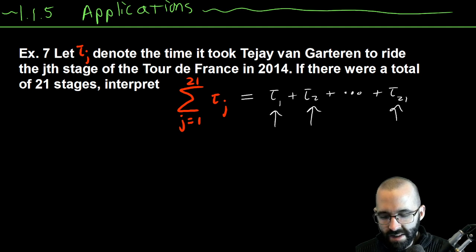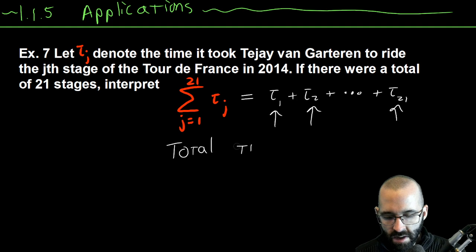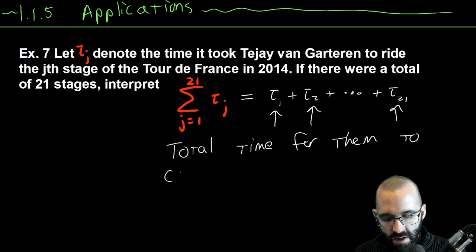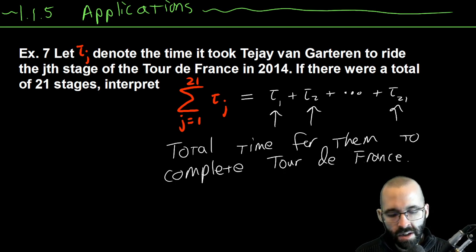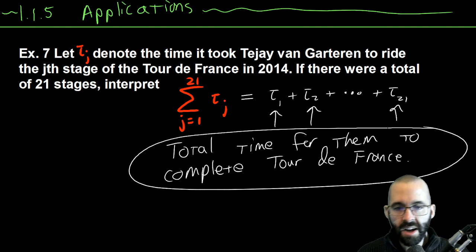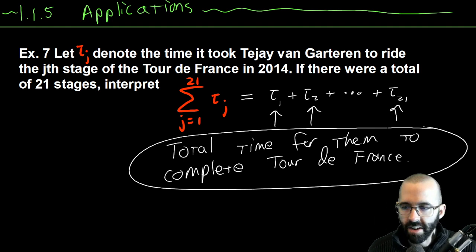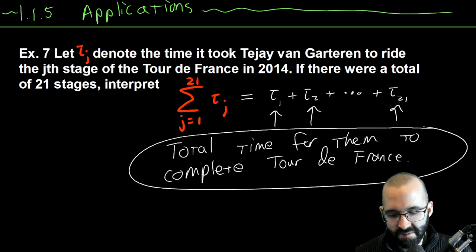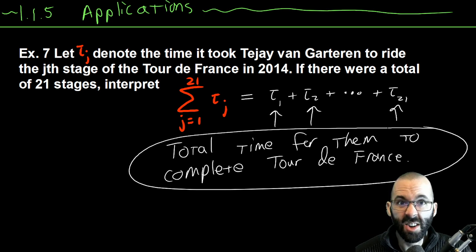So this is the total time for them to complete the ride. That's all it wants you to do. Can you interpret what this notation is signifying in an application scenario? That's the whole problem. That's half of this video.